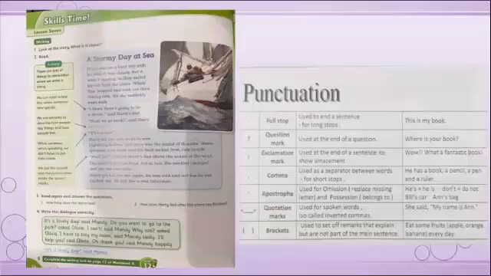A stormy day at sea. Harry was on a boat trip with his dad. It was cloudy, but it wasn't raining. So they sailed far out from the shore. When they stopped and took out their fishing nets, the sky suddenly went dark. "I think there's going to be a storm," said Harry's dad. "Shall we go back?" said Harry nervously.